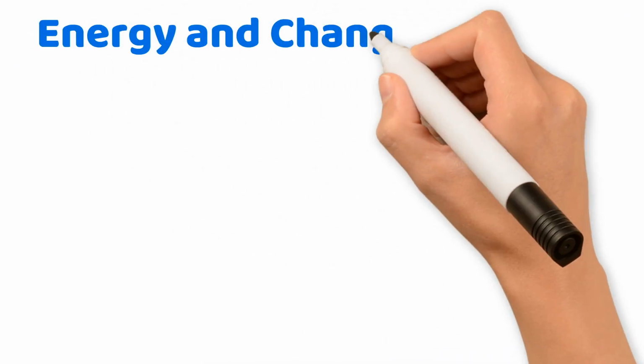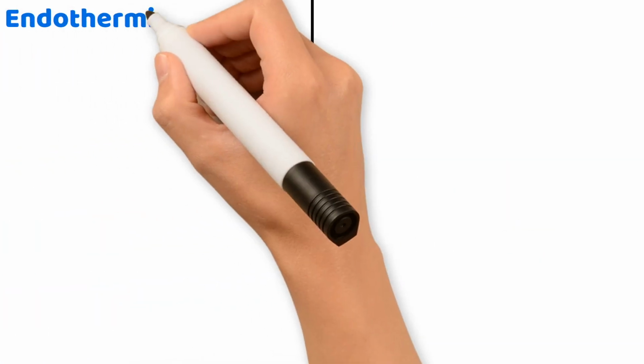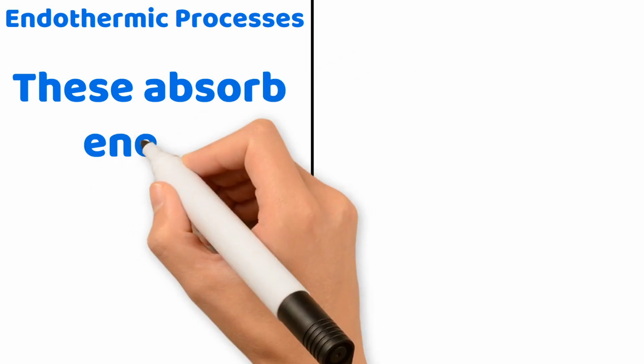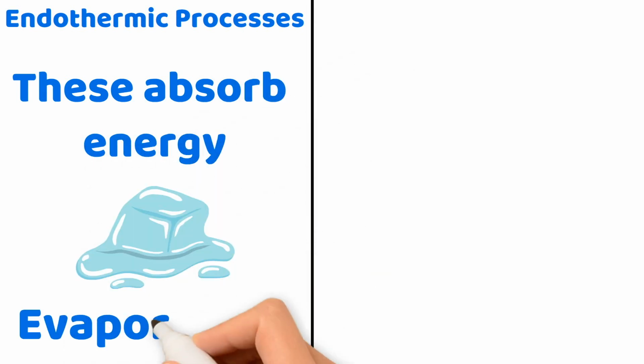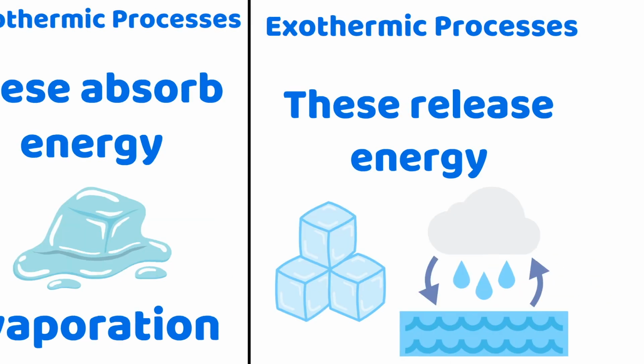Energy and changes in state. Energy plays a crucial role in changes of state. Endothermic processes. These absorb energy, such as melting or evaporation. Exothermic processes. These release energy, like freezing or condensation.